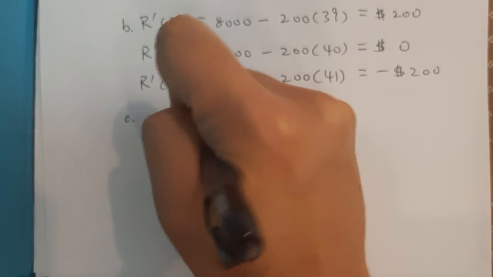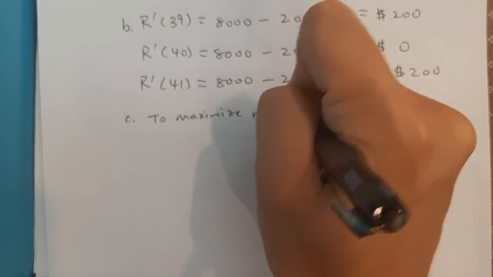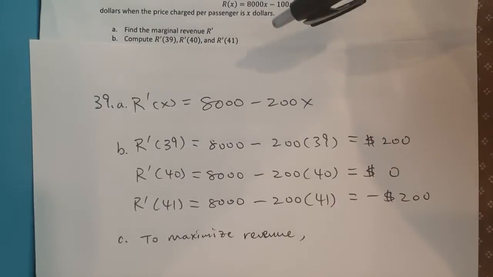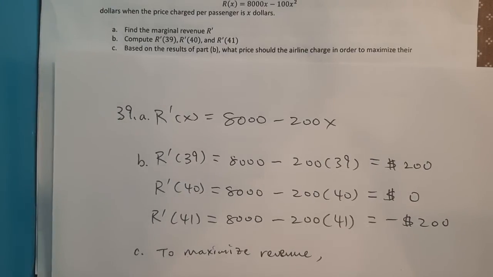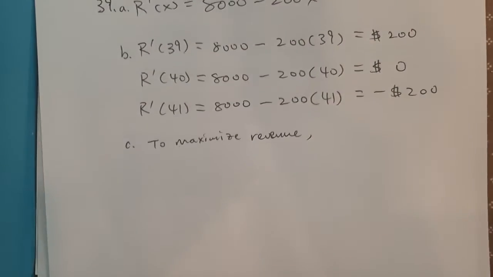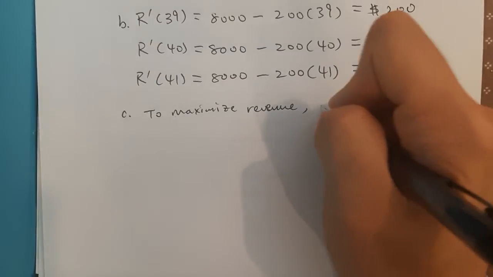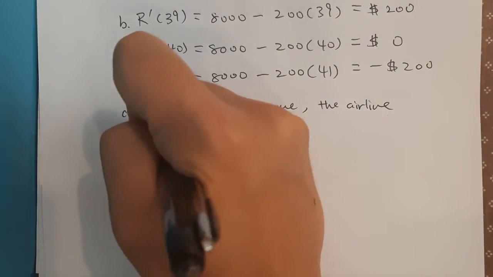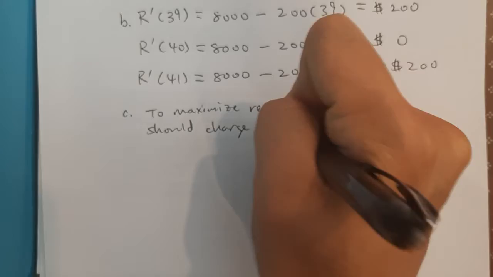So to maximize the revenue, we're going to select x equals 40. So that is the price for the charge of the air service. So the airline should charge $40.